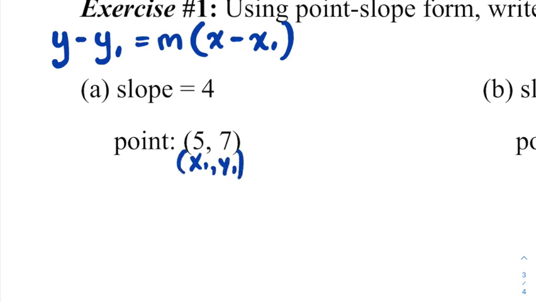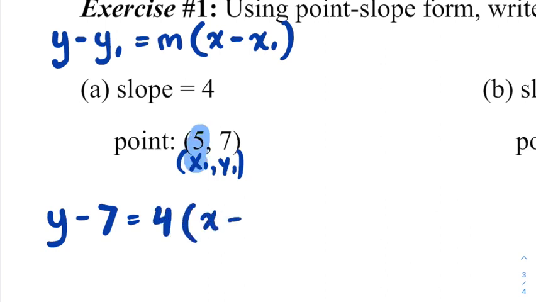So our equation in point slope form is y minus the y, so y minus 7 equals slope, so that's 4, x minus x1, so x minus 5. And that's it. You leave it like that. You don't have to do anything else. That's your equation of a line.